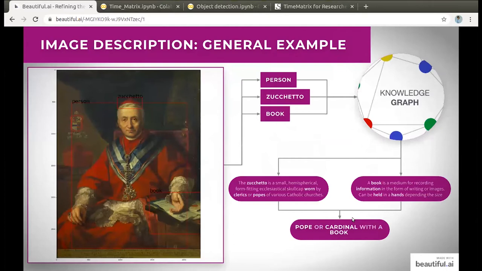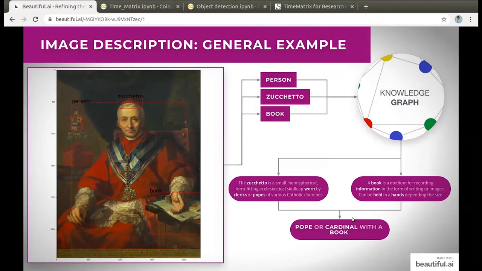The main idea is defining the refining of classes based on this scheme. For example, we have the object detection model, which already detected three main objects: a book, a person, and a sujeto. According to the knowledge graph, we can find the relationships between these objects and try to understand what these objects mean and how they can be related to each other.